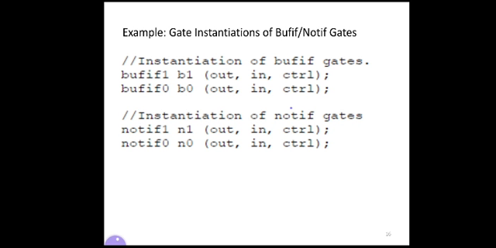Similar to that, notif gates. notif1, n1, out, in, control. And notif0, n0 is the instance name, out, in, control. So please practice all these instantiations and try to write programs based on this. That is, the program possible from this discussion is to write a Verilog HDL program for all the logic gates.